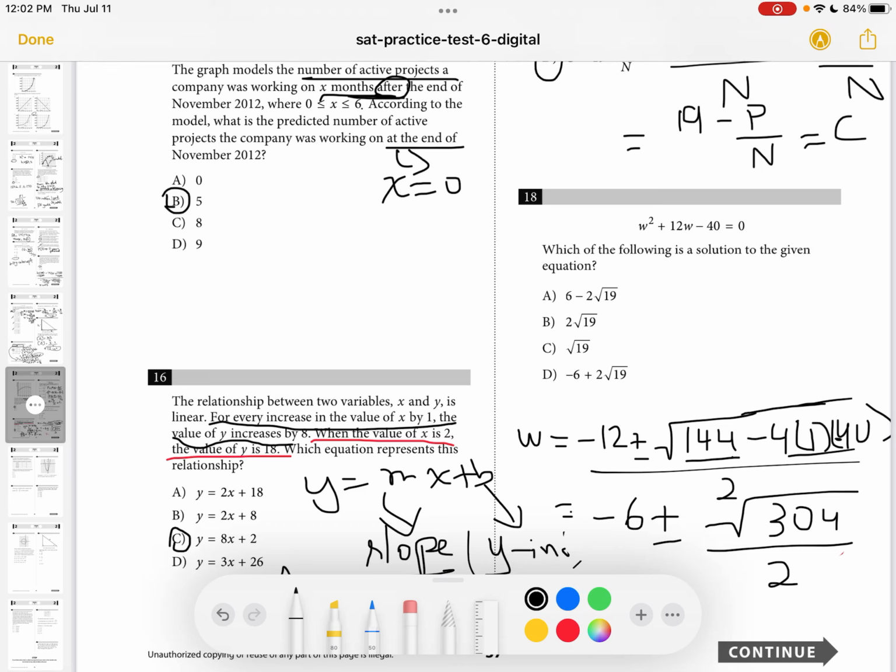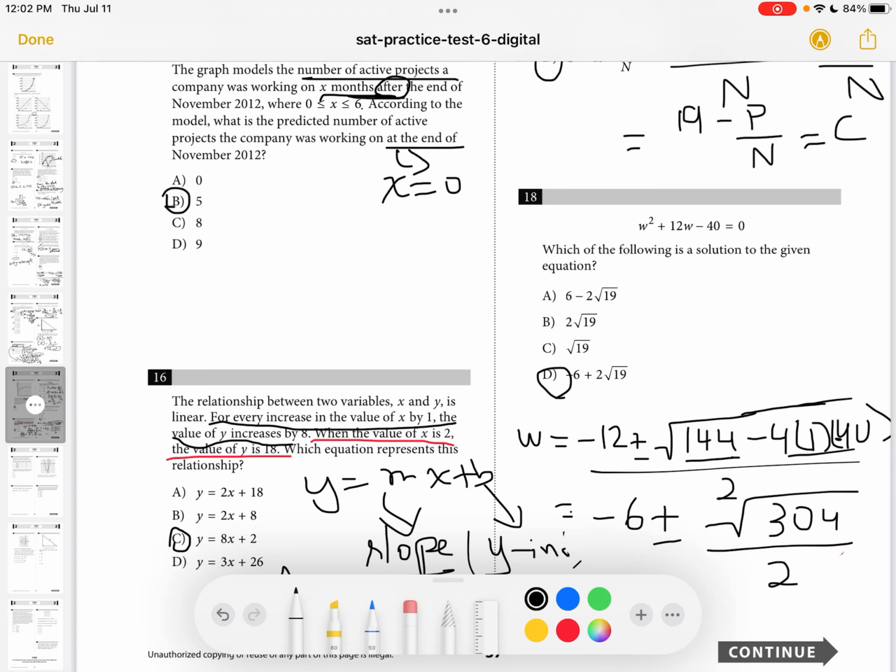And here, if you want to take a shortcut, you can see that the only term that does have negative 6 to start with is D. So D's probably our answer, but let's check.